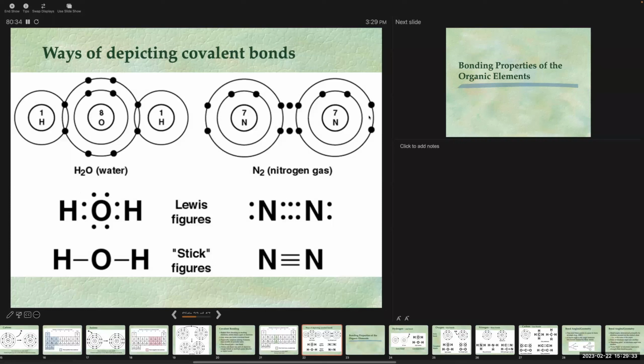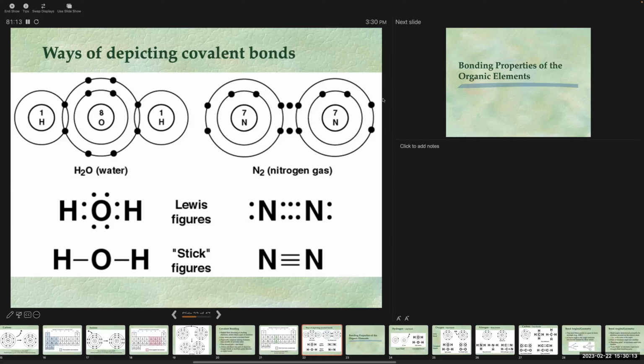Here's another example. This is nitrogen gas. This makes up 60% of the Earth's atmosphere, just N2. So each nitrogen atom has an atomic number of 7. That means there are 7 protons in the nucleus, and there would also be 7 electrons orbiting in the electrically neutral form of nitrogen. 2 of those are in the first shell. So then in the second shell, that means there would be 5.